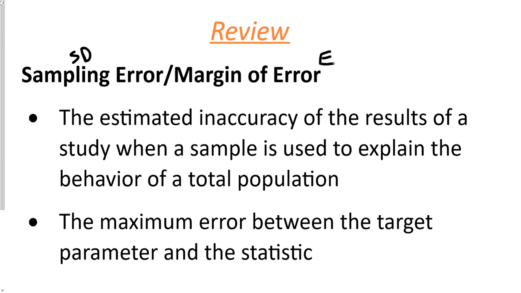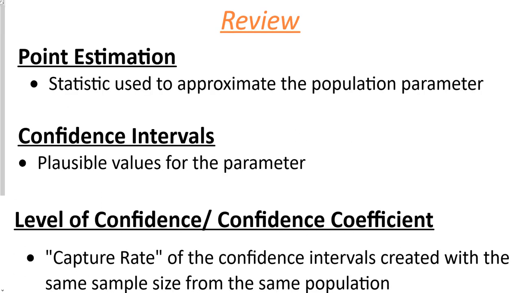So it's the maximum error. I like this one best. To describe that, it is the maximum error between the actual statistic and the target parameter at a certain confidence level. A couple terms that we've been using. A point estimation is a statistic used to approximate the population parameter. Confidence levels are essentially our whole net that captures the plausible values for a parameter.